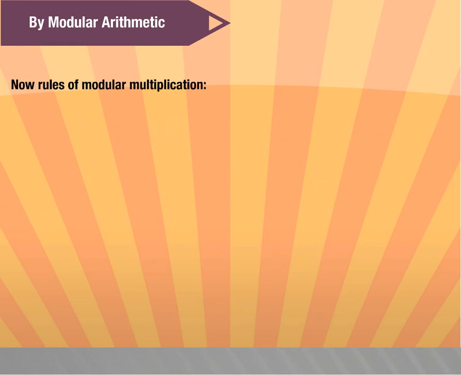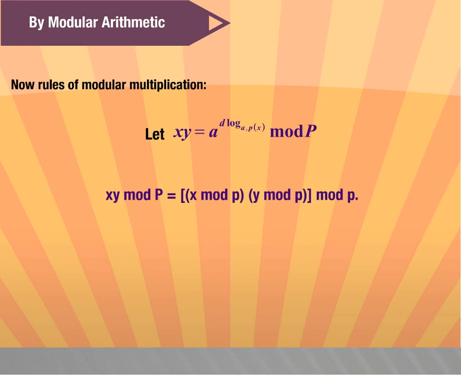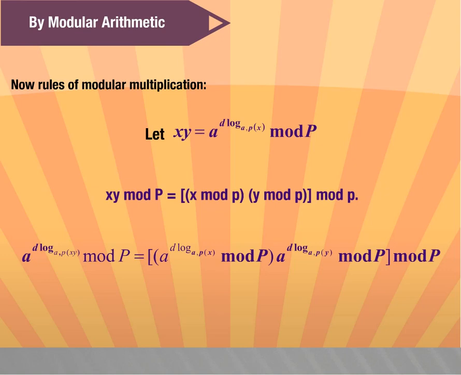Now the rules of modular multiplication. Let xy be equal to a power dlog to the base a, p of xy mod p. xy mod p is equal to (x mod p)(y mod p) mod p. a power dlog to the base a, p of xy mod p is equal to a power dlog a, p of x mod p times a power dlog a, p of y mod p mod p, which is equal to a power dlog to the base a, p of x plus dlog to the base a, p of y mod p.